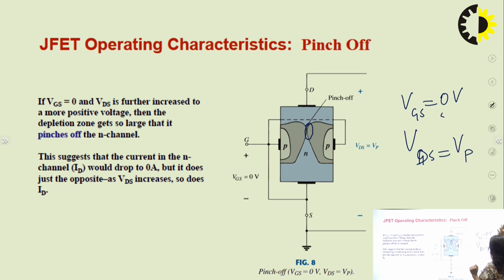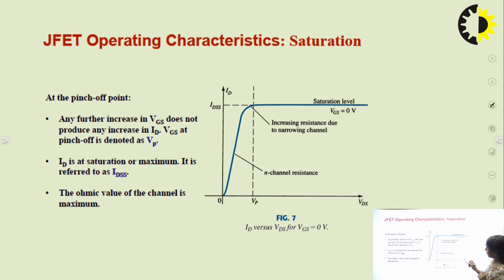So let us understand this with the help of this characteristic curve. This is the case when we are keeping VGS equal to 0.